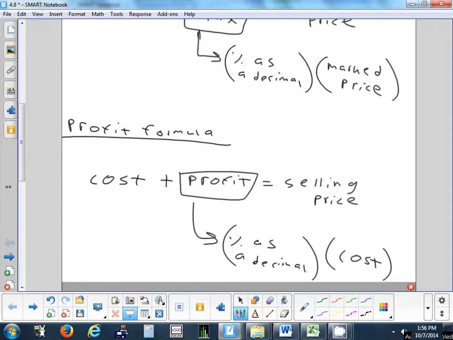So for now, just copy the formula down. It'll make more sense when we do examples. We're going to do probably one of each. If we have time, we can try a second one of some of them. So unfortunately, when somebody buys an item in a store, the selling price is a little bit higher because the person selling it wants to make a profit. So that's where this formula comes from.